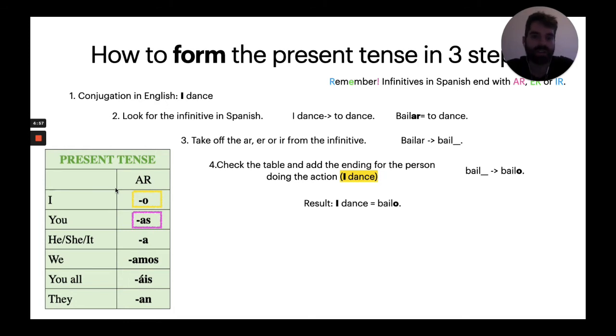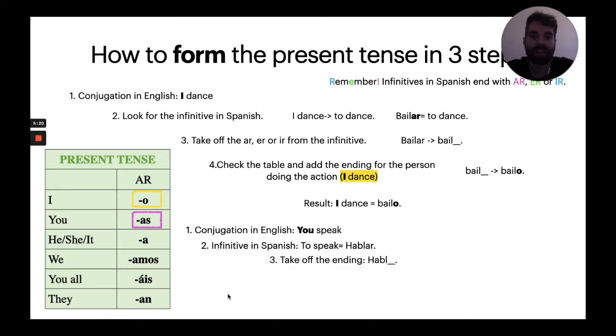Let's see another example. Imagine that we want to translate you speak. We know that the infinitive of you speak in English is to speak. Then we go to the dictionary and we look for to speak, and we get that to speak is hablar.